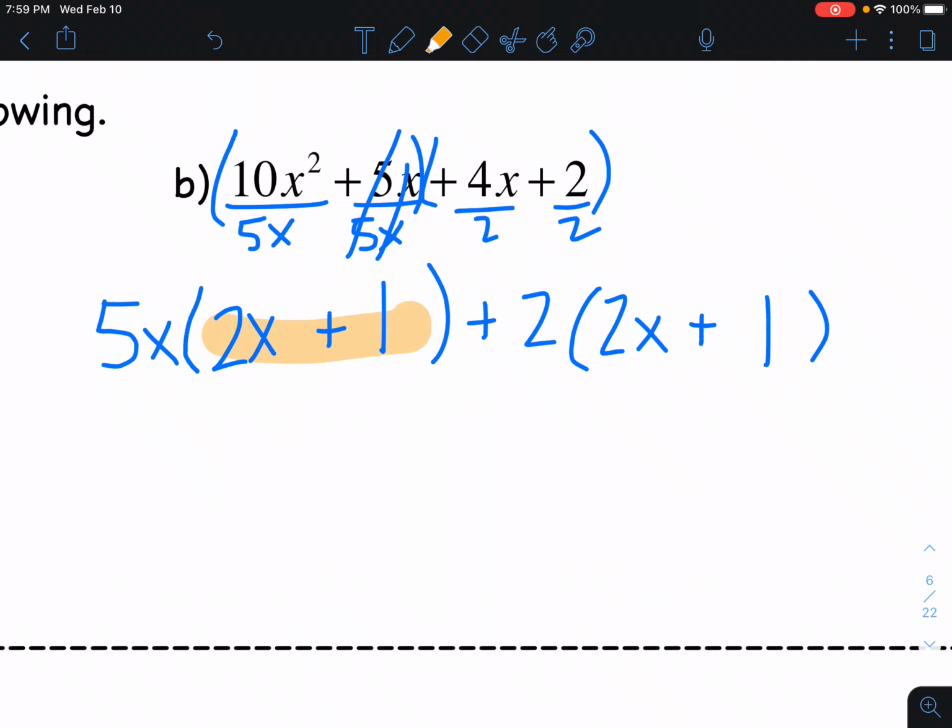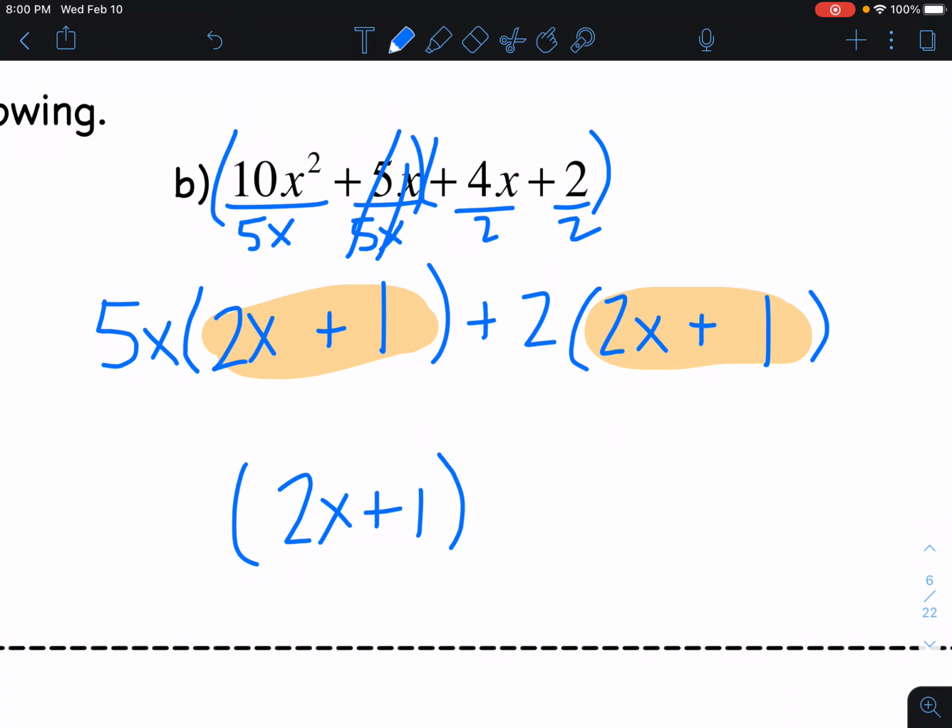Notice something again here. My parentheses match. That means I'm doing this correctly, and it's time to go to our answer. So in my 2 binomials, you're matching 2x plus 1, just write it once, and then what will go into your other set of parentheses? Your GCFs get put together, 5x plus 2.